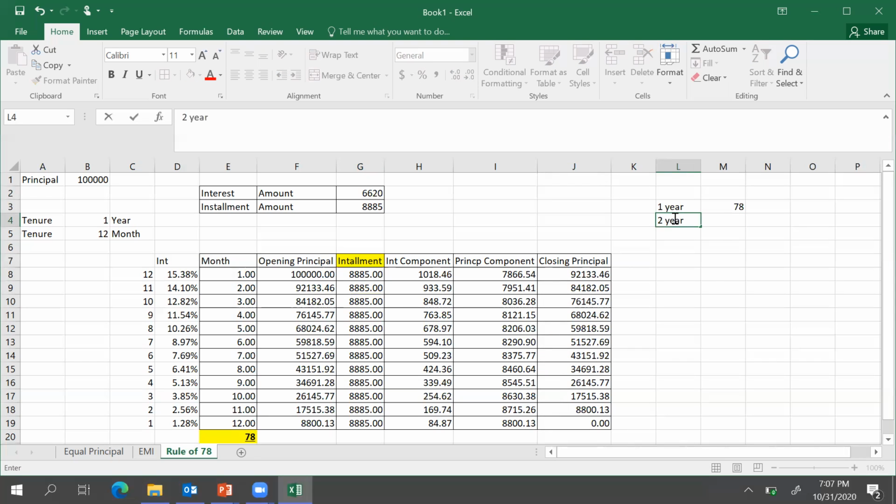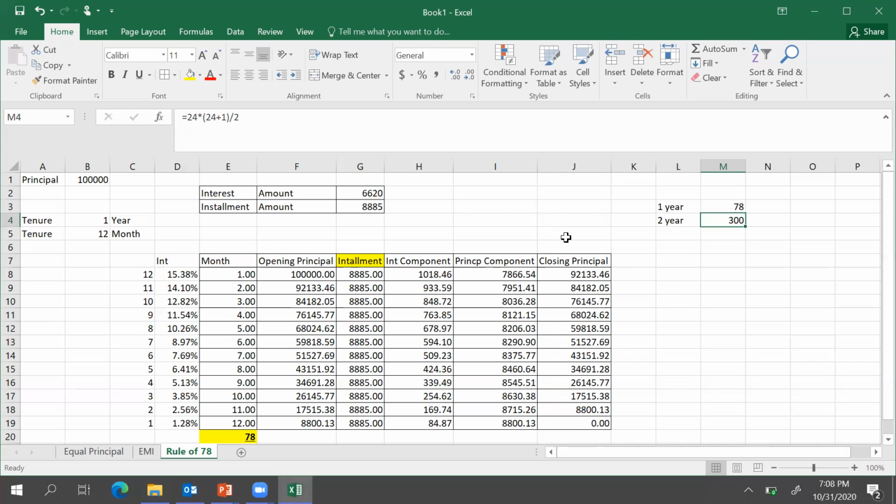For 2 years, it will be 24 multiplied by 24 plus 1 divided by 2, which is 300. So it becomes kind of a rule of 300 in that case. So it is possible for longer term loans also, but to explain, people generally start with this 12 month loan, where the denominator for calculation of interest rate percentage is 78.